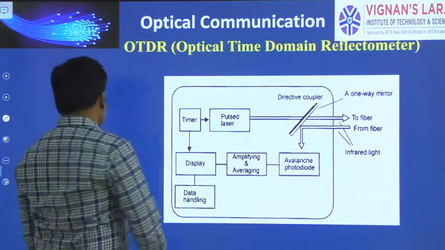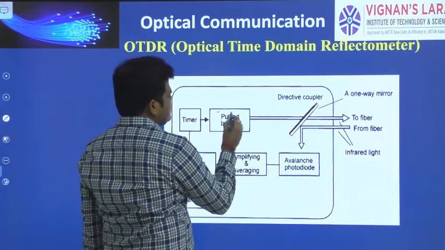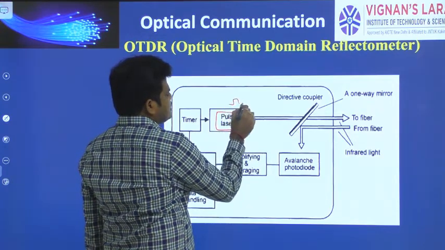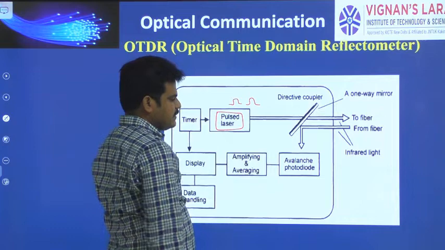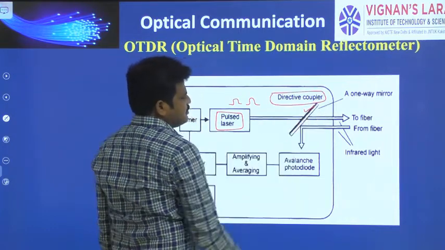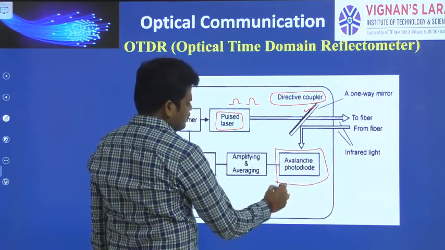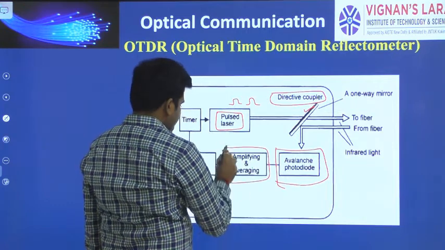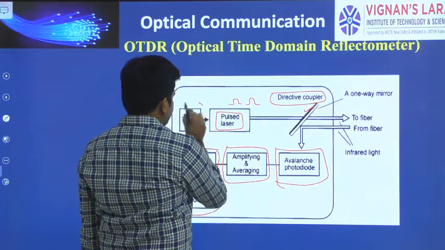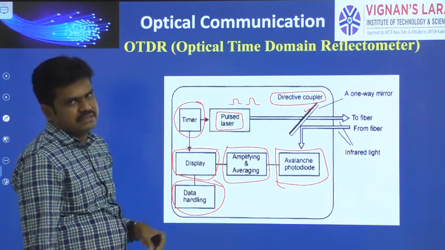OTDR consists of a pulsed laser, which means it continuously sends laser pulses. It consists of a direction coupler. This instrument also consists of an avalanche photodiode, an amplifier, a display unit, a data handling unit, and a timer. This is the entire instrument actually.